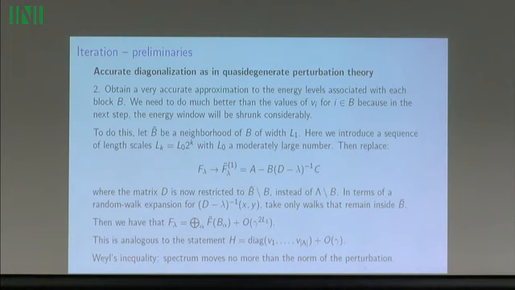And note that by Weyl's inequality, the spectrum doesn't move any more than the norm of the perturbation. So all the eigenvalues of H are going to be within gamma of these potential values, and similarly the eigenvalues of F are going to be within gamma to this power of the corresponding eigenvalues of these F tildes around each block. So we're getting a sense that as we do this better and better, we're going to get a better and better idea of exactly where these eigenvalues are.